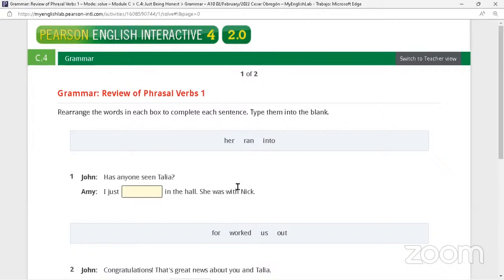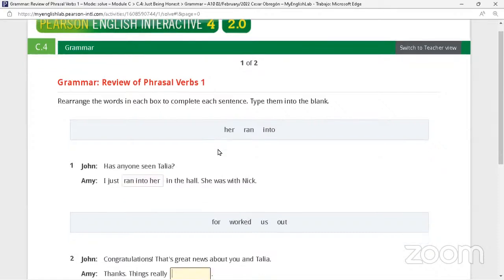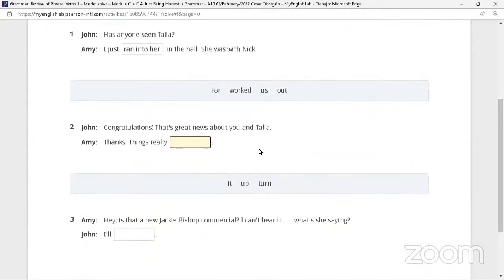Can you help me? Has anyone seen Toby? I just ran into her in the hall. She was with Nick. Congratulations, that's great news about you, Anta. Thanks, things really work out for us.